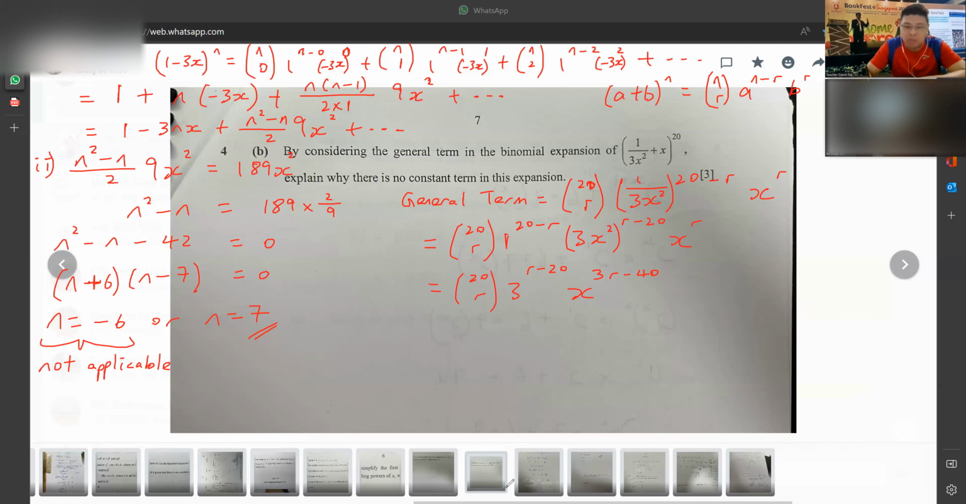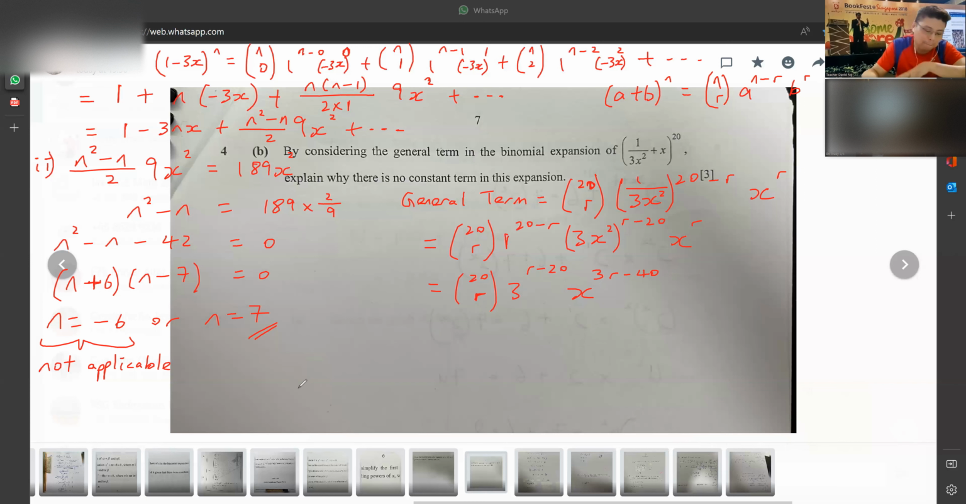Okay, now I have tailor-made a formula for my general term. That means this formula can only work for this expansion. No other question, only for this question. You tailor-made this formula just for this question, for all the terms in the expansion here. Then the question is asking you to explain how come there's no constant term, right? Think for one moment. Since this general term formula we just tailor-made is the formula for this expansion, for all the terms in there, then under what circumstances you have a constant term?